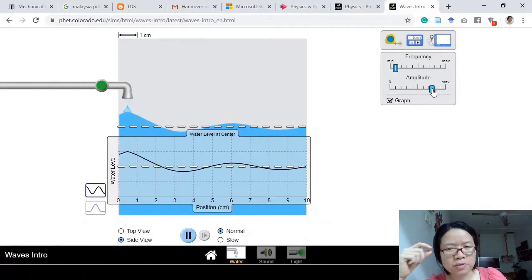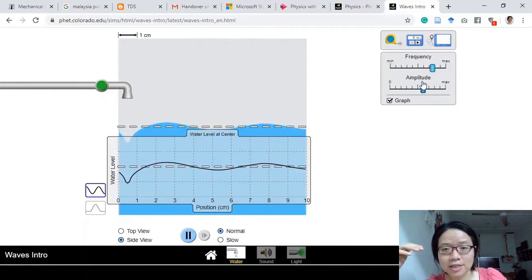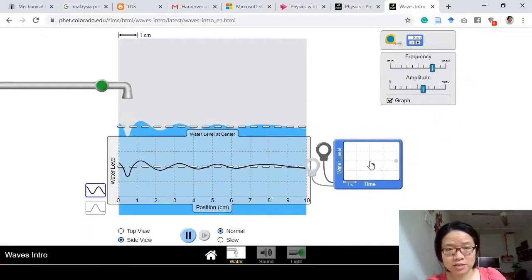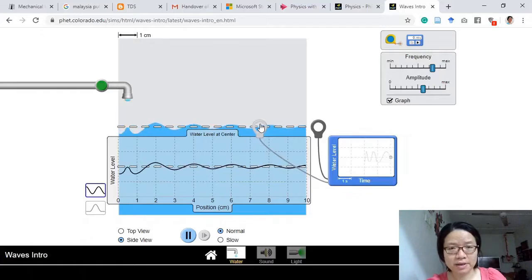So it's probably important to remember that frequency and amplitude will affect the energy of the wave. The larger the frequency, the more energy. The larger the amplitude, the more energy. So you can see when the frequency increases, there's more rippling of your wave particle.